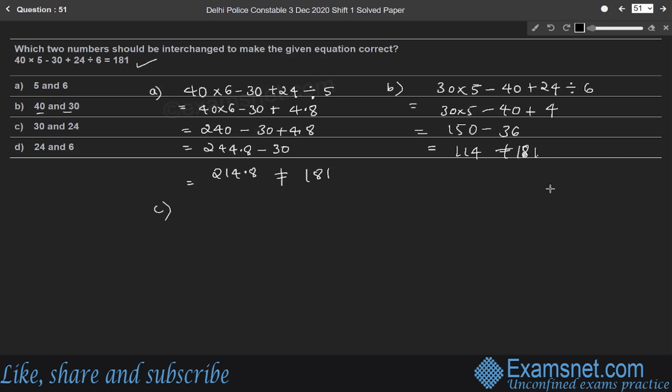So check with option C. When 30 and 24 are interchanged, the given equation becomes 40 into 5 minus 24 plus 30 divided by 6, which is equal to 200 minus 24 plus 5, which becomes minus 19, which is equal to 181. Therefore, option C is the right answer.